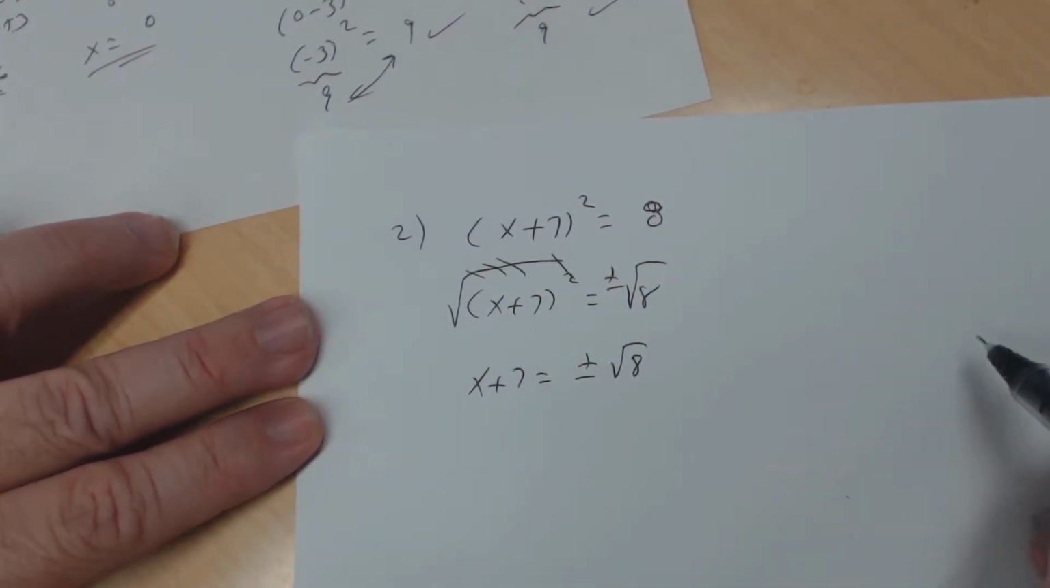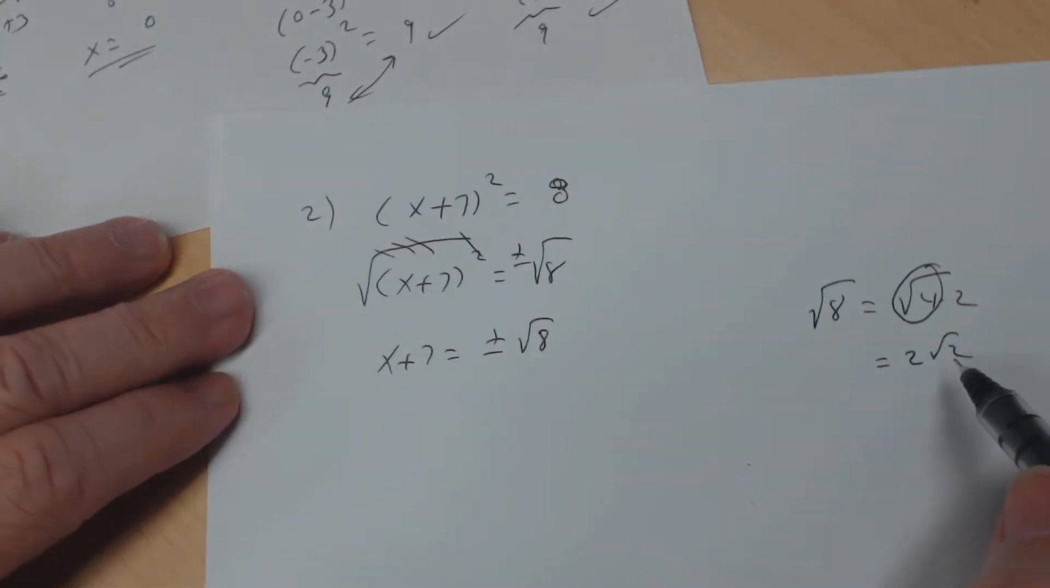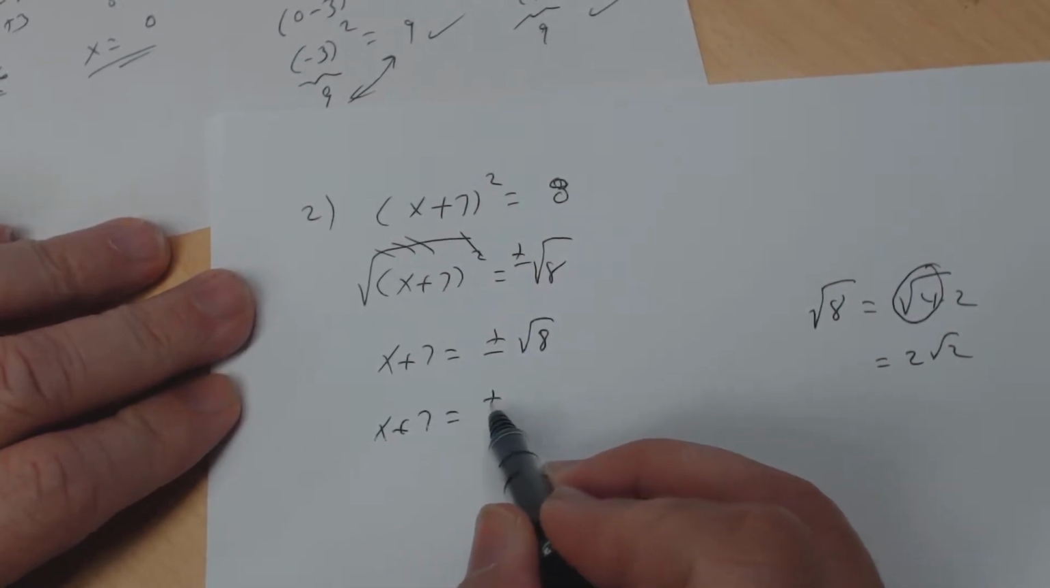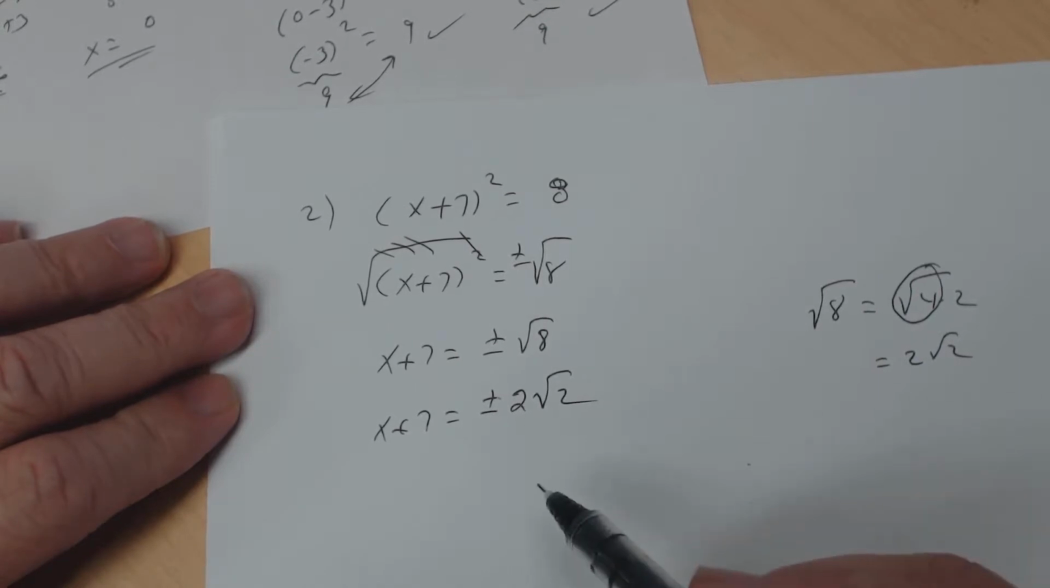All right, let's simplify the square root of 8. The square root of 8 will be square root of 4 times 2. And the square root of 4 is 2, so you get 2 square root of 2. So that goes here. So I get x plus 7 equals plus or minus 2 square root of 2. All right, so that's where I'm at.